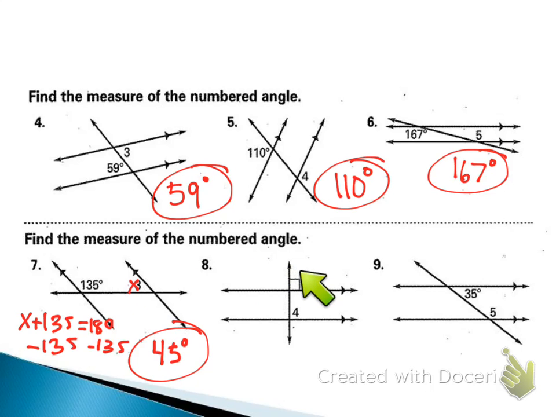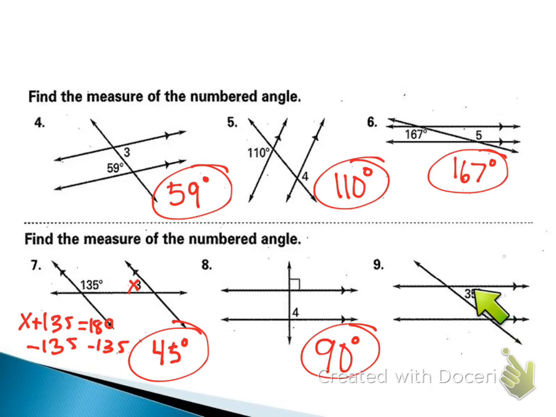All right, number 8. What is this one? Yeah, corresponding, and this one's 90 degrees, so what's angle 4? 90. Corresponding angles are congruent. Great.